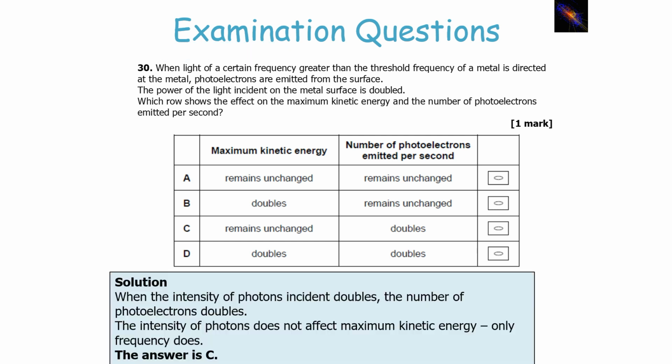So, when the intensity of photons incident doubles, the number of photoelectrons emitted doubles, because there's one photon absorbed by every electron. Now, the intensity of the photons doesn't affect the maximum kinetic energy, only the frequency does that, so therefore that remains unchanged. So our answer is going to be C.